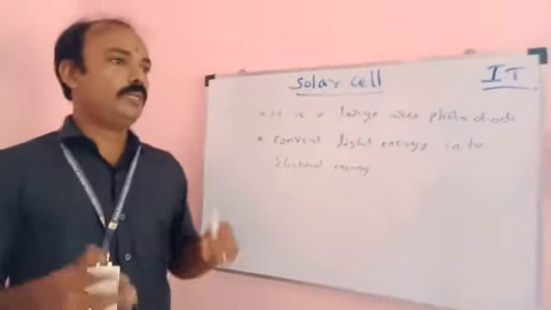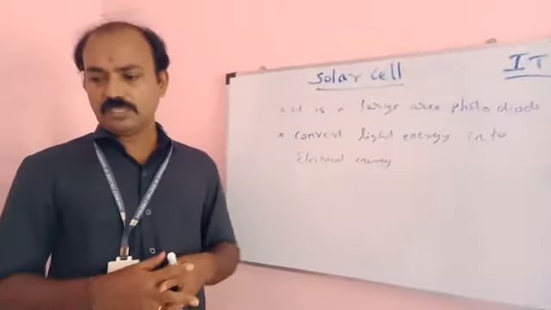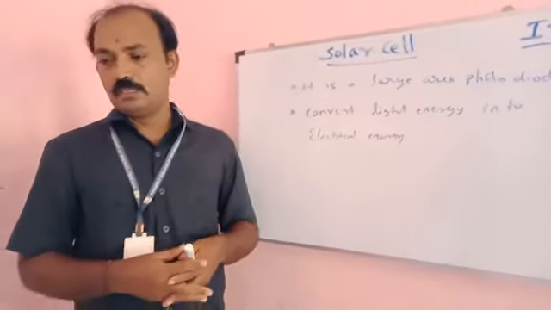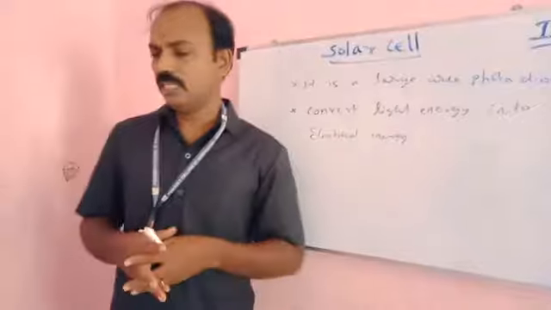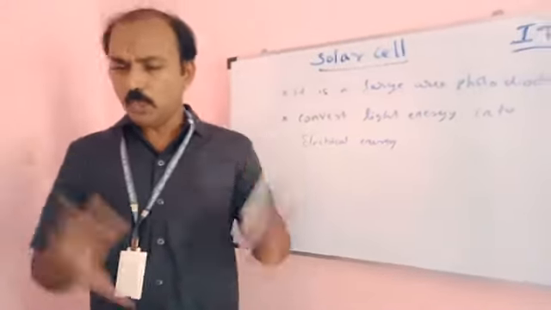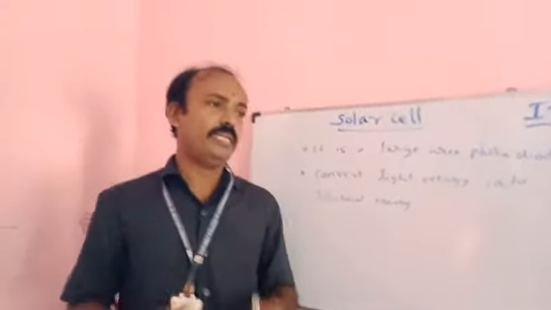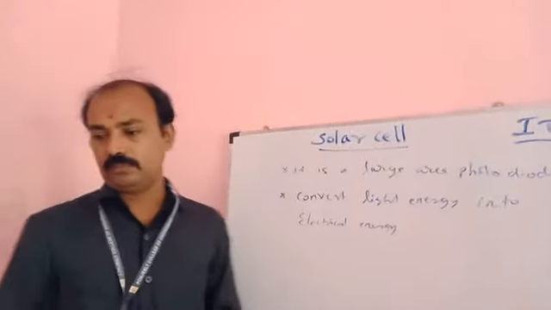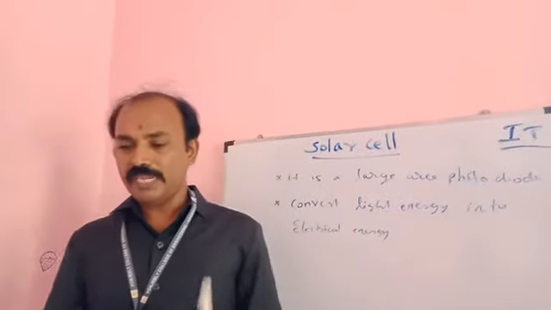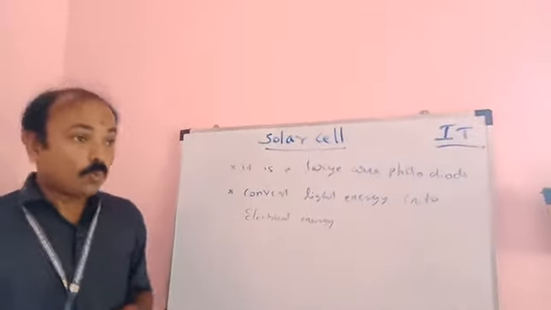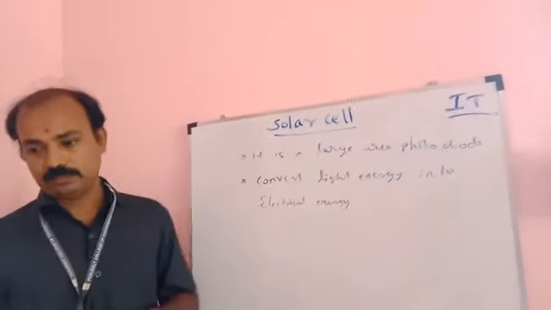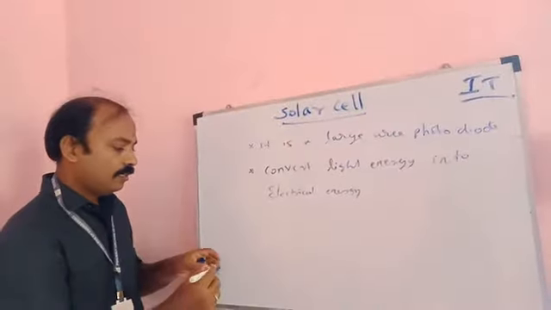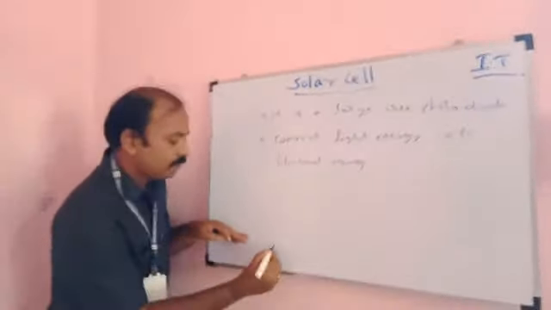Next, the point is construction. What is the construction behind this solar cell? Actually, the solar cell is made up of heavily doped p-type and n-type semiconductor over a substrate. So now I am also going to draw the diagram. The substrate.